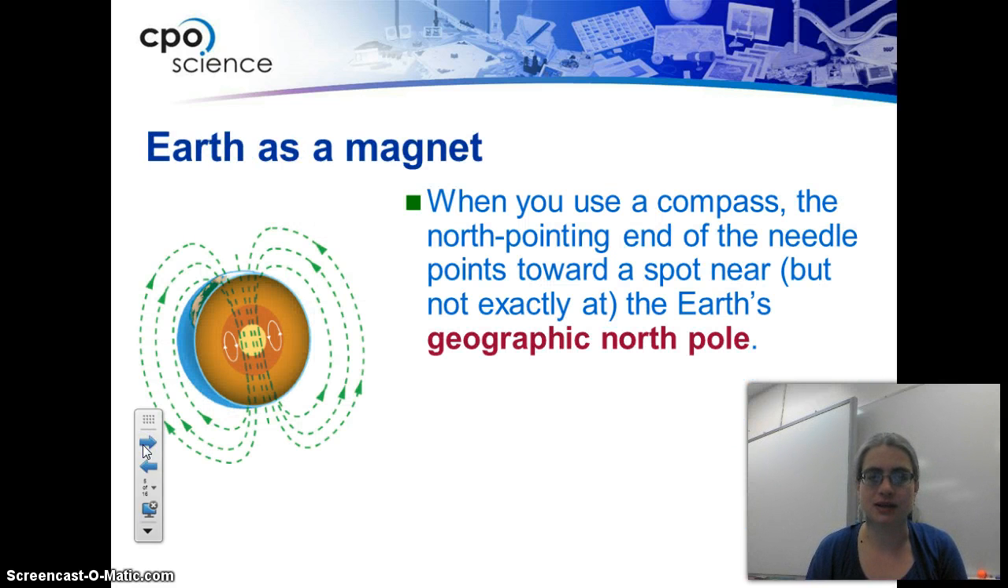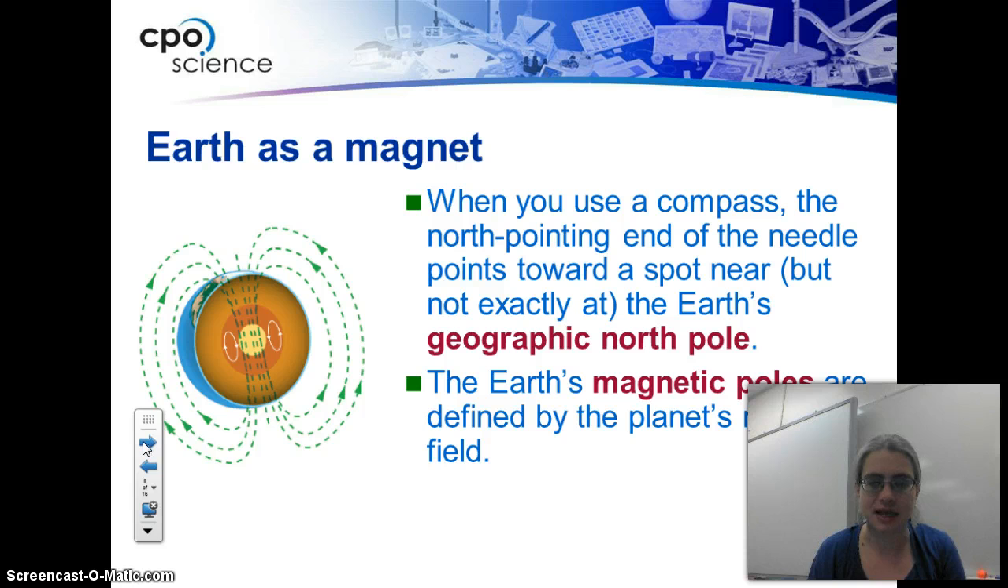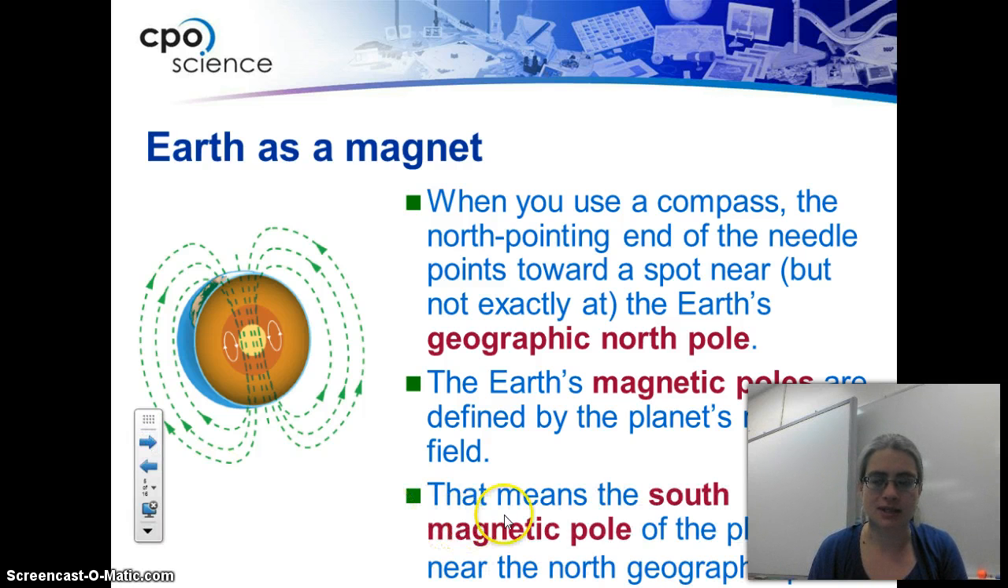Well, we know that Earth is a magnet, and when you use a compass, the northward pointing end of the needle points toward a spot near, but not exactly at, the geographic North Pole. And as we've talked about with the PhET lab, the geographic North Pole is actually the magnetic South Pole. That means the magnetic South Pole of the planet is near the North Geographic Pole.